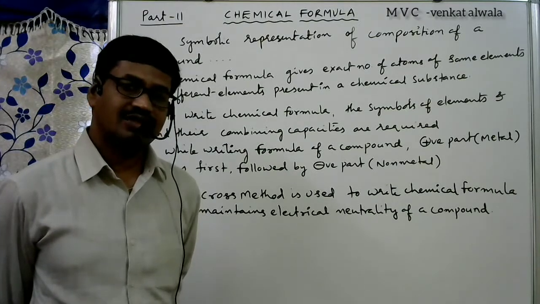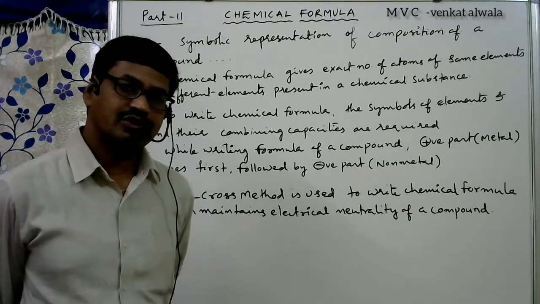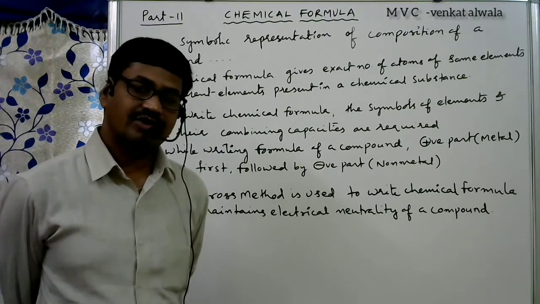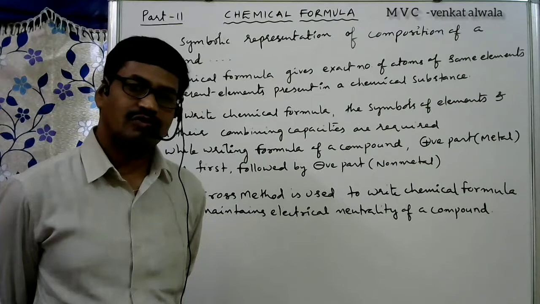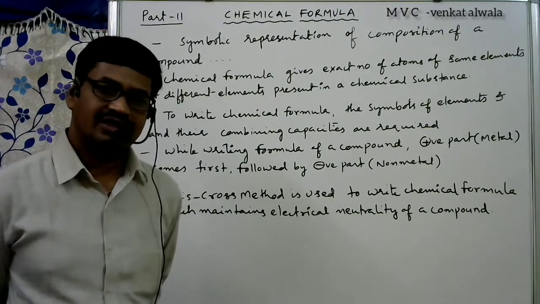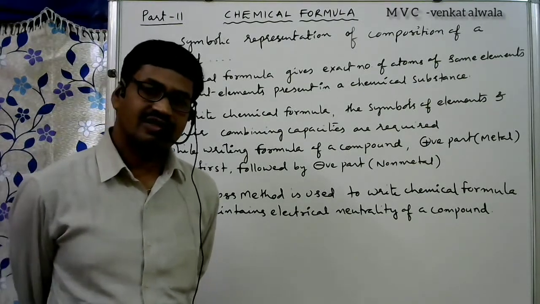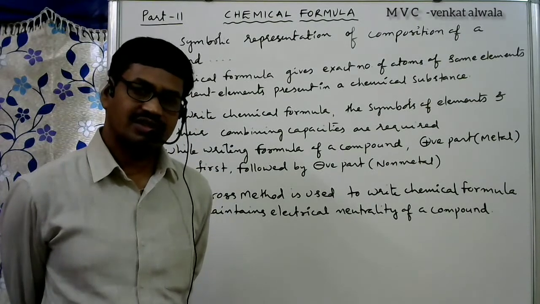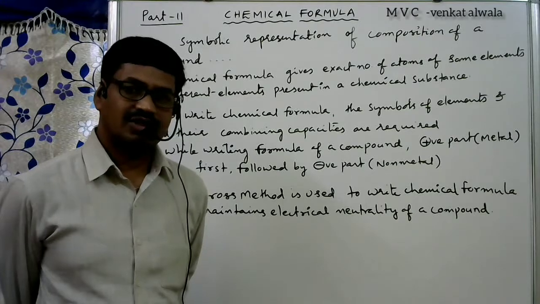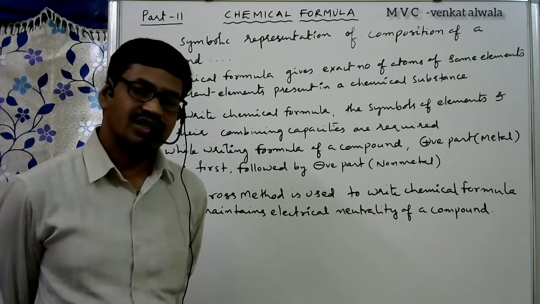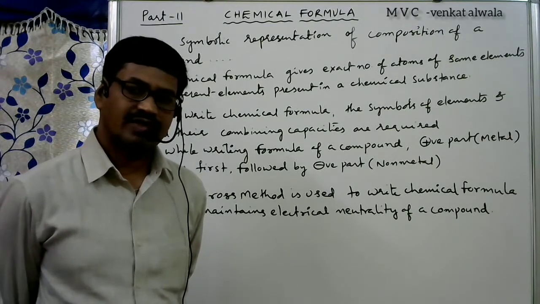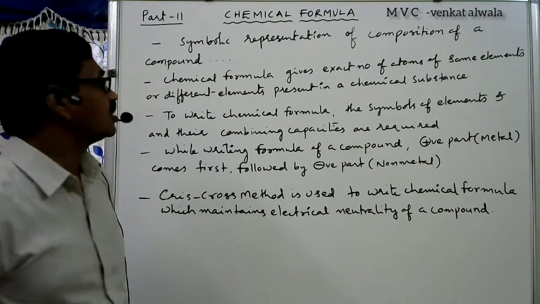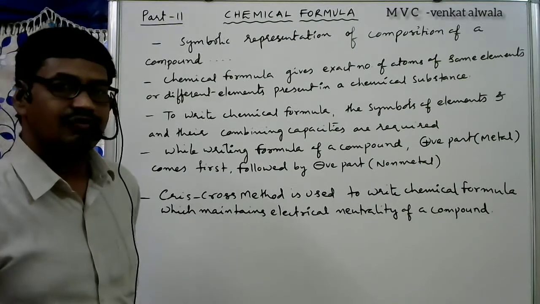CO2. Symbolic representation of composition means how many carbons are there, how many oxygens are there. That is nothing but composition, the composition of a compound. Which compound? Carbon dioxide. If it is water, in water, two hydrogens and one oxygen are present. It is a symbolic representation, and two hydrogens and one oxygen is the composition. Symbolic representation of the composition of a compound is nothing but a chemical formula.